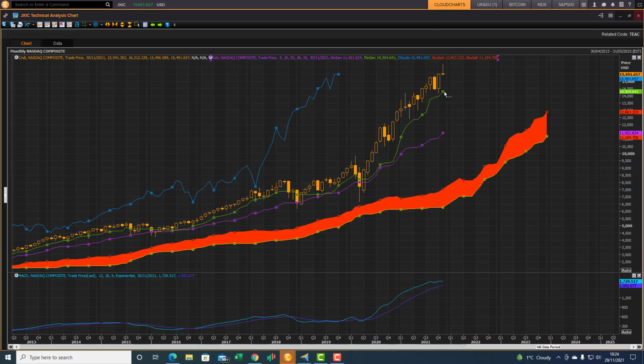Key levels of support on the monthly is this level there, around about the 14,304, and then the front end of the cloud, 12,863. Now this is probably a downside risk factor early part of next year at this point.